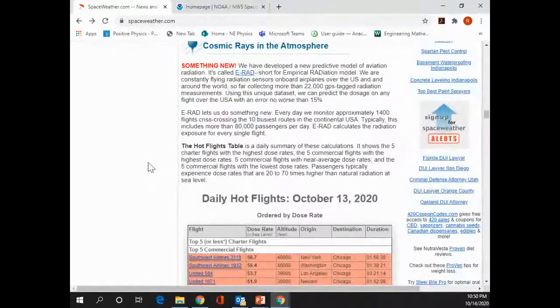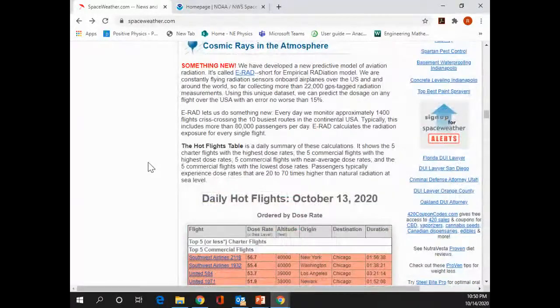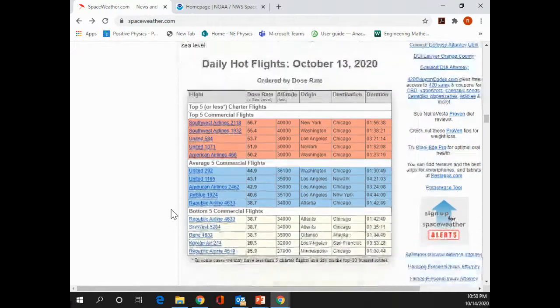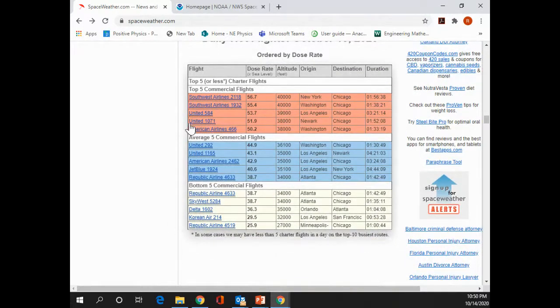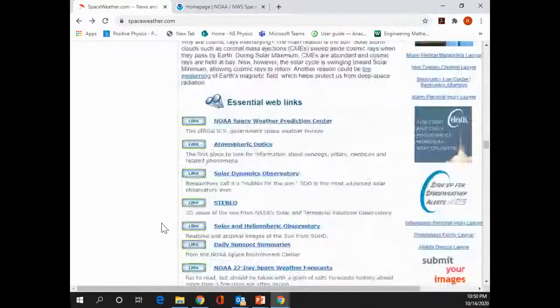We talked about how you get radiation from space. They actually have a group that's studying this, and they are flying detectors aboard aircraft. They have found, for the last day, yesterday for example, the 5 flights with the most radiation exposure, the 5 with average radiation exposure, and 5 that were among the least radiation exposure. And so again, this is information that you might find interesting. Okay, we'll talk more about this later.